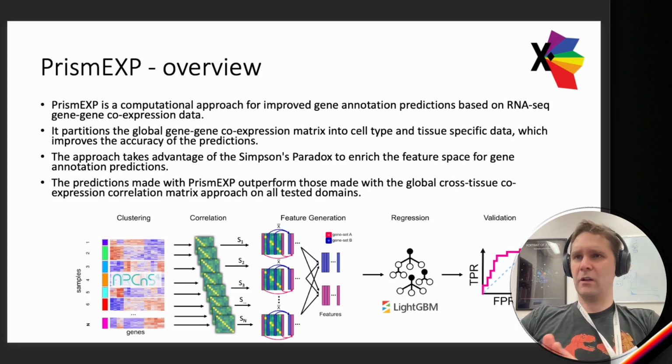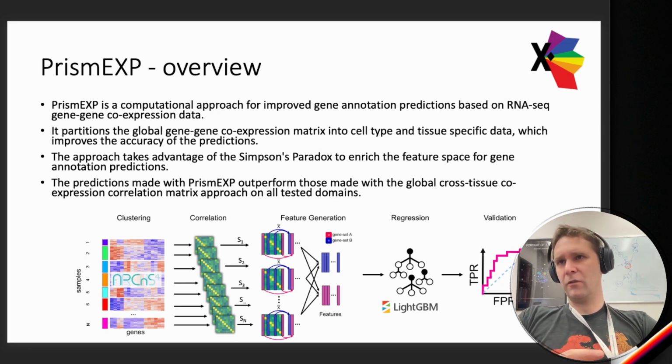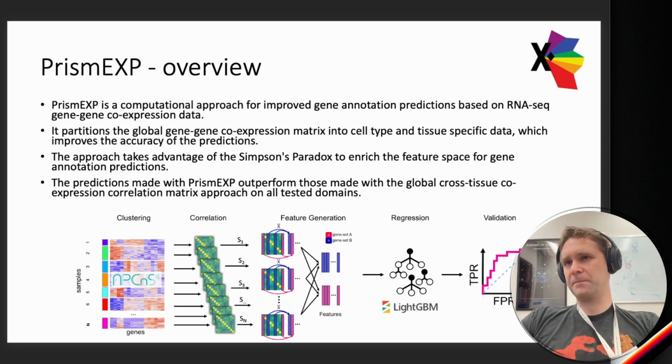The overview of the algorithm is that we try to leverage gene-gene co-expression data, and specifically PrismEXP relies on the ARCHS4 gene expression database. So this database contains about 1 million publicly available gene expression profiles for mouse and human. And so it really represents a huge wealth of information of how genes interact with each other.